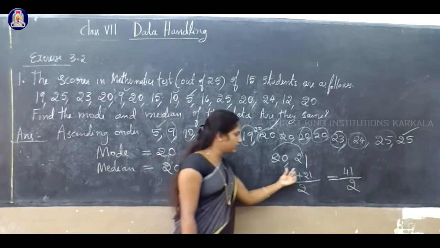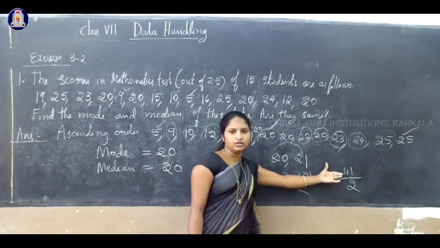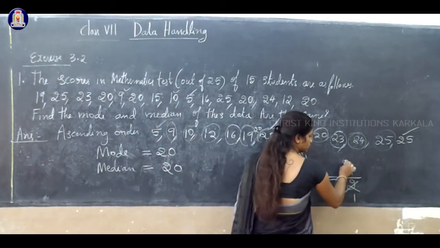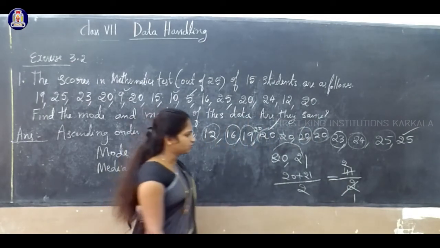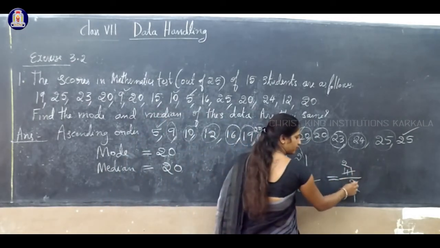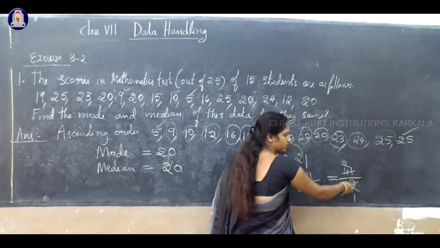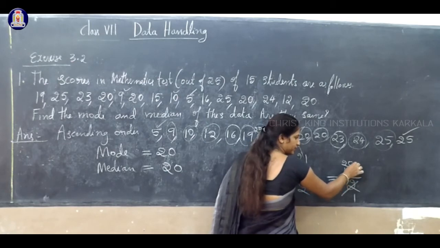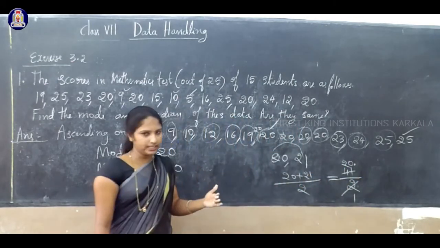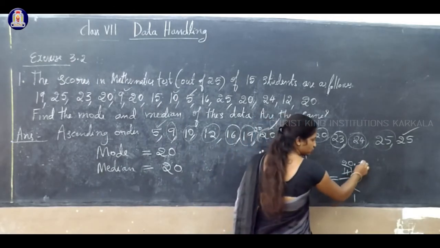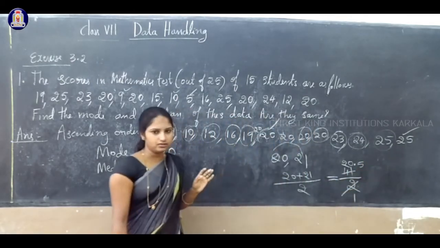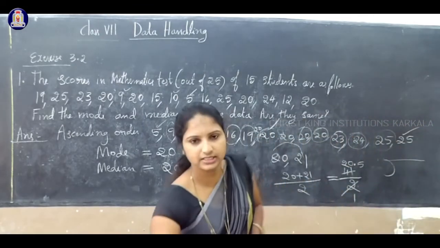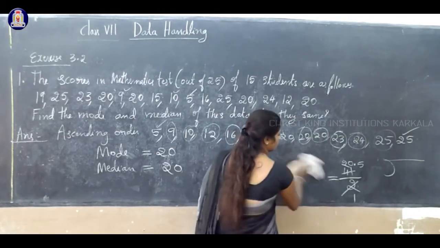That means 20 plus 21 will get 41. 41 by 2. 2 ones are 2, 2 twos are... clear? Here we cannot divide 2 by 1, so 2 does not divide 1. So what you have to do? You have to take 0 and a decimal point. Then it will become 10. 2 how much are 10? 2 5s are 10. Clear? So if you want, you can divide and see like this. This is for example if you get 2 digits in the middle. So that is the method.